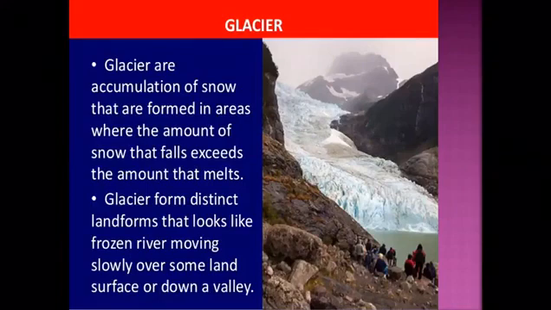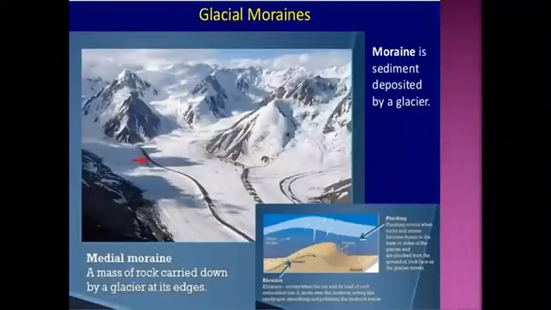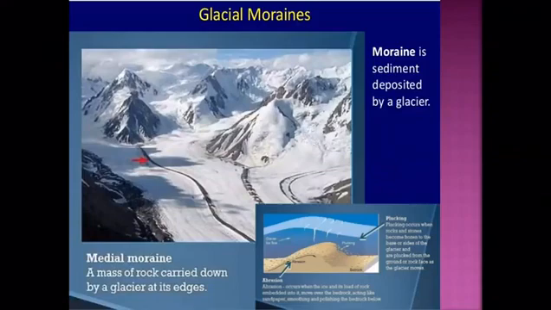Another one is the glacier. What is a glacier? A glacier basically is a river of ice. Glaciers are accumulations of snow that are formed in areas where the amount of snow that falls exceeds melting. Then there are glacier moraines. Moraine is a sediment deposited by a glacier.